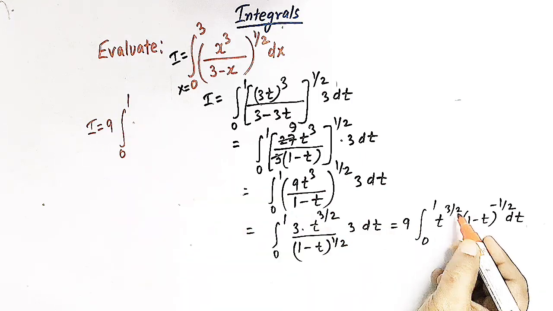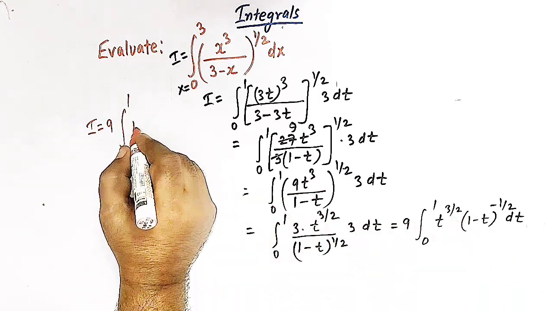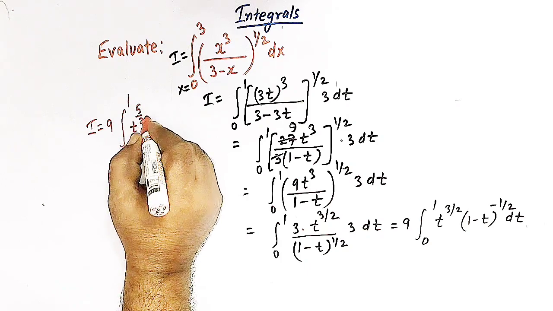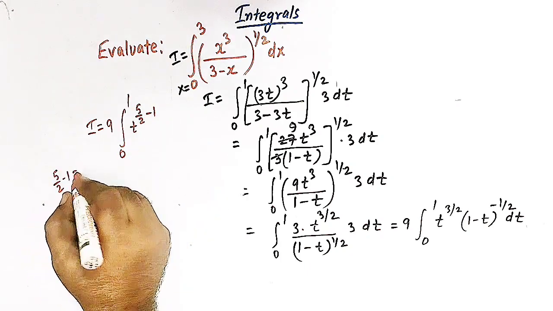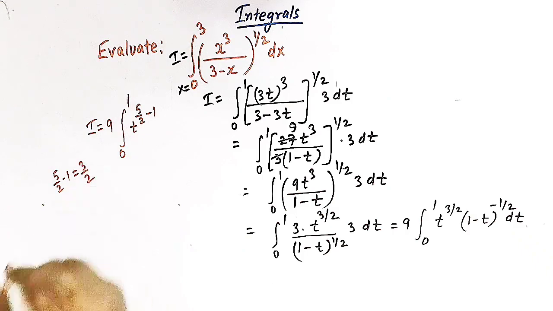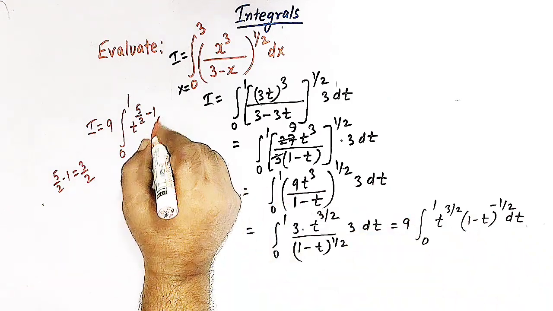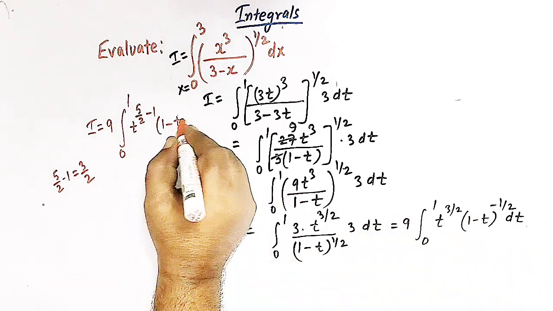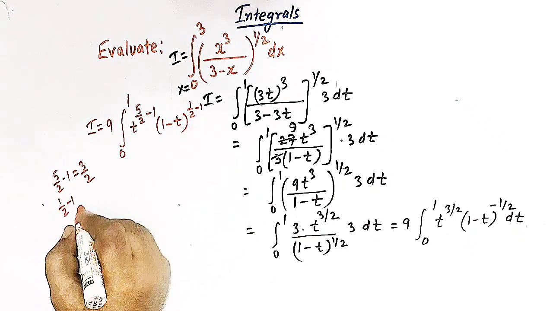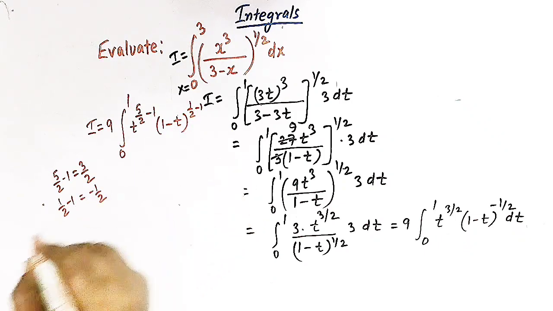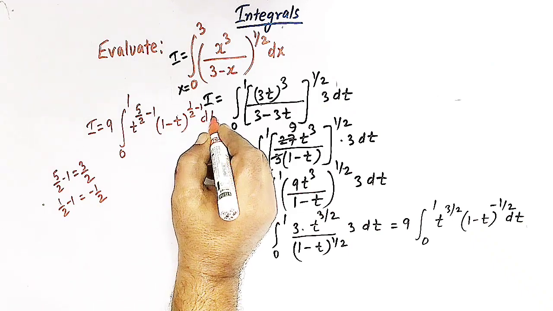and t raised to 3 by 2 can be written as t raised to 5 by 2 minus 1, because 5 by 2 minus 1 is equal to 3 over 2, and here we can now write 1 minus t raised to half minus 1, because half minus 1 is equal to minus half, and here we have dt.